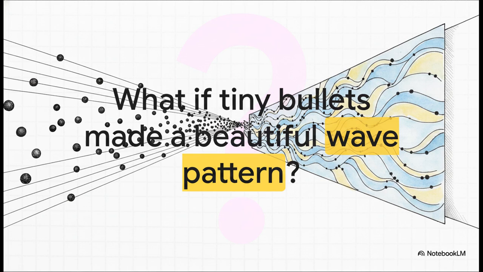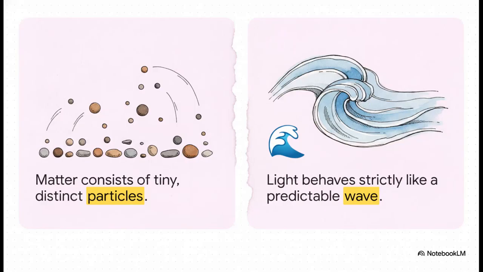So, to really grasp just how wild this is, I want you to imagine a bizarre scenario. Picture yourself throwing thousands of tiny solid bullets at a wall. You'd completely expect them to travel in straight lines and hit the wall in this random scattered cluster, right? But what if, instead of hitting the wall in straight lines, they magically organize themselves to create a beautiful, rippling wave pattern? Sounds totally impossible. But as we're about to see, that is exactly what happens if those bullets are actually electrons. Okay, let's dive into this.